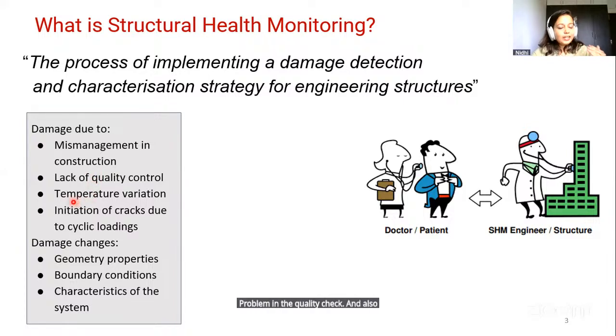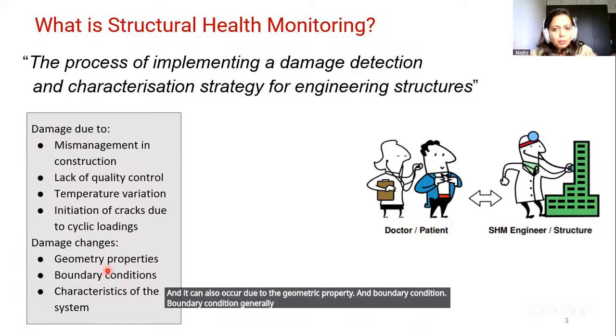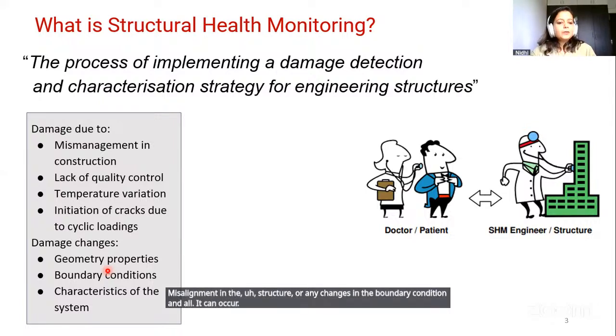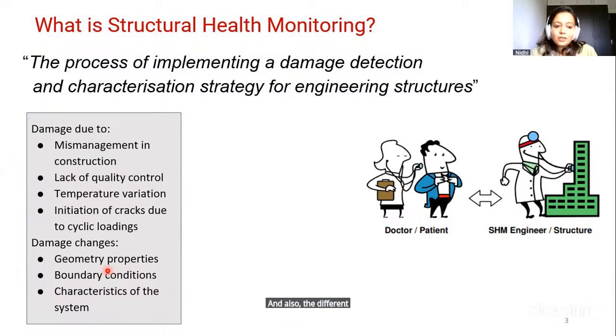And also due to variation of temperature. Then maybe due to some cyclic loading, the damages in a structure can occur. And it can also occur due to the geometric property and boundary condition. Boundary condition generally represents the support condition. If there is any misalignment in the structure or any changes in the boundary condition, damage can occur. And also the different characteristics of the system.